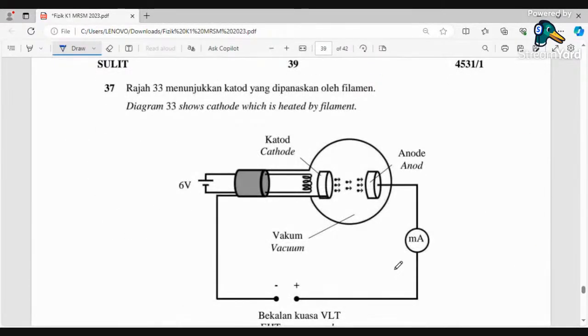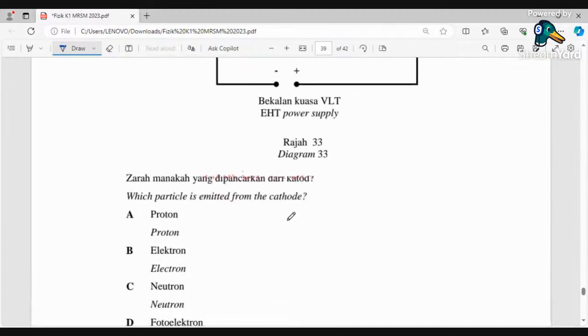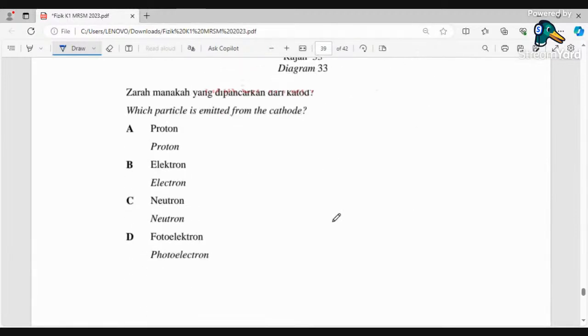Okay, number 37, ini ialah cathode ray tube. Kita ada filament dan juga vacuum tube kat sini. Ada cathode dan anode. Which particle emitted from cathode? Ini very direct lah, is electron lah. Okay, thermionic emission.